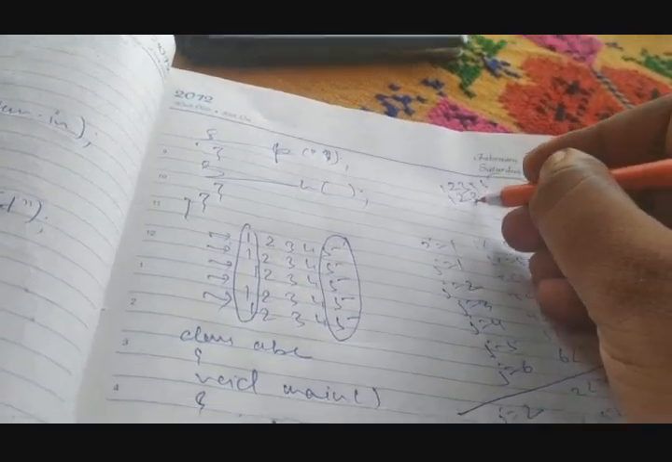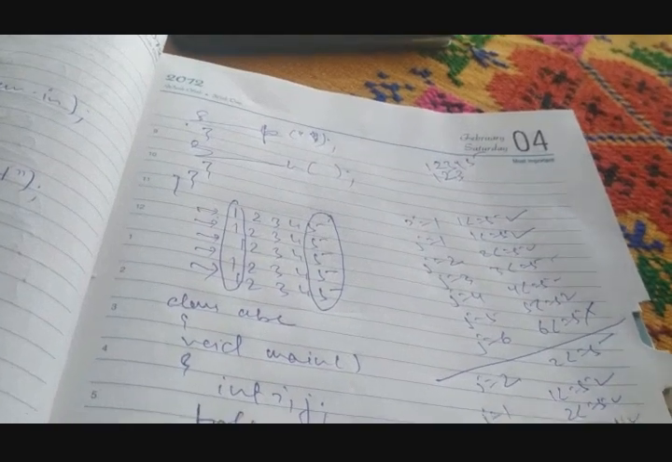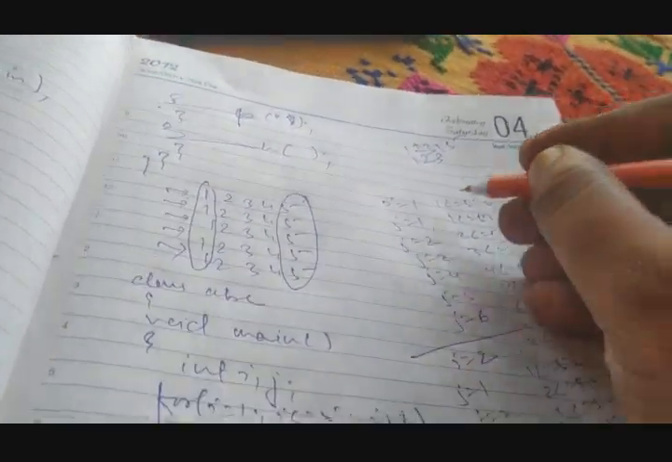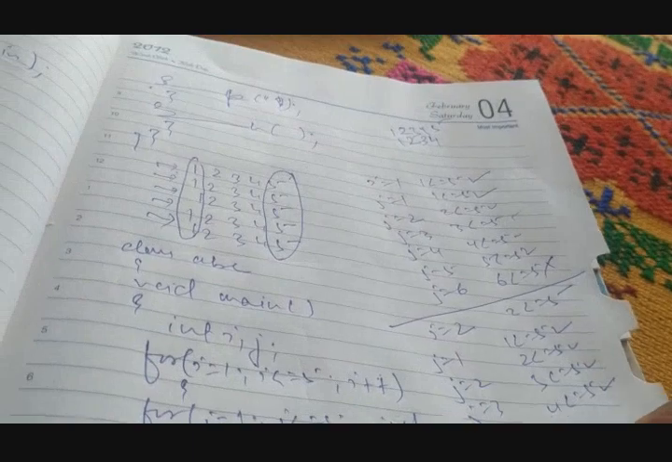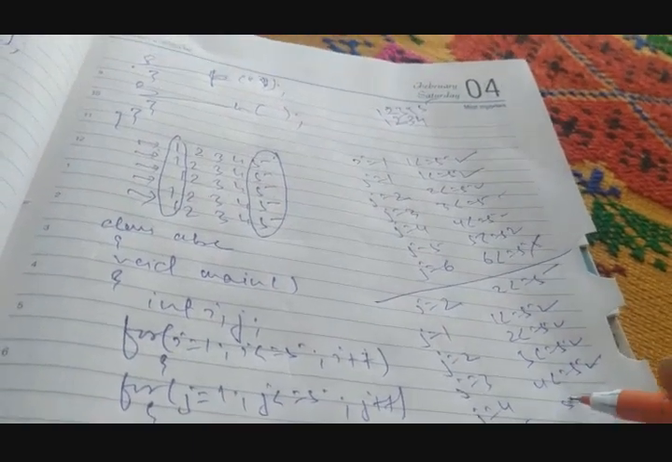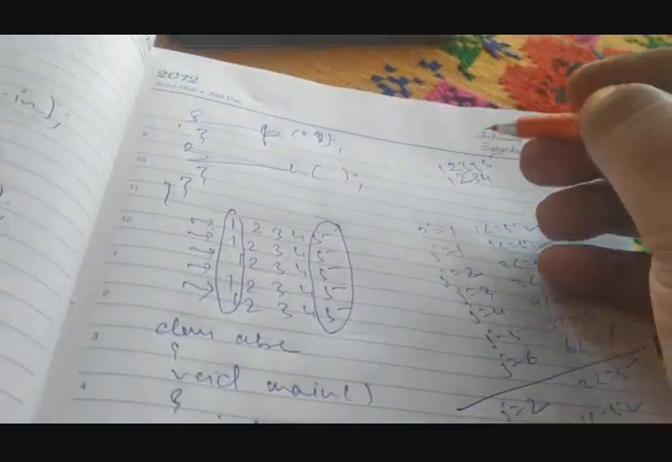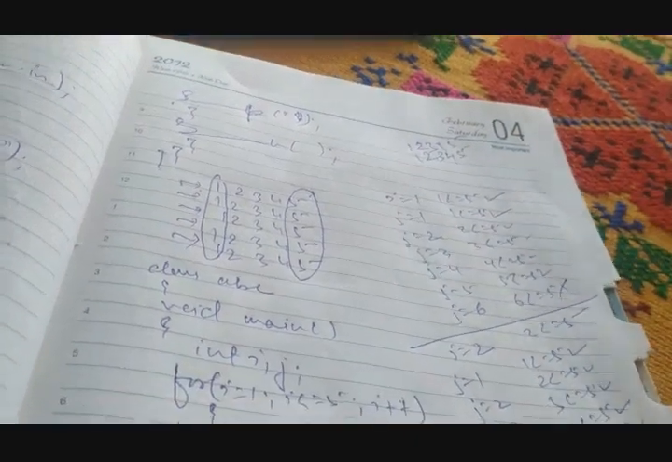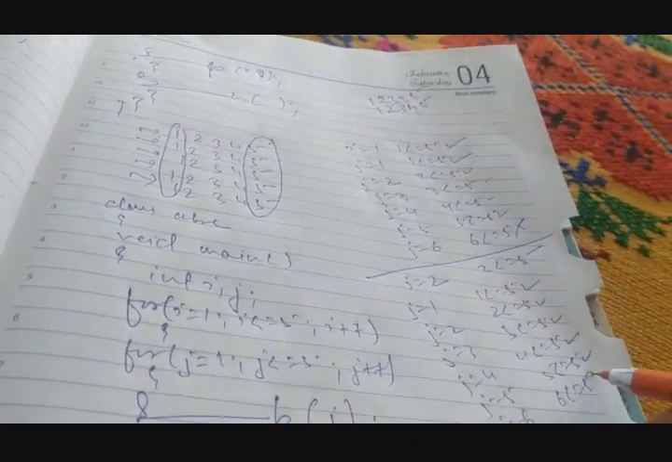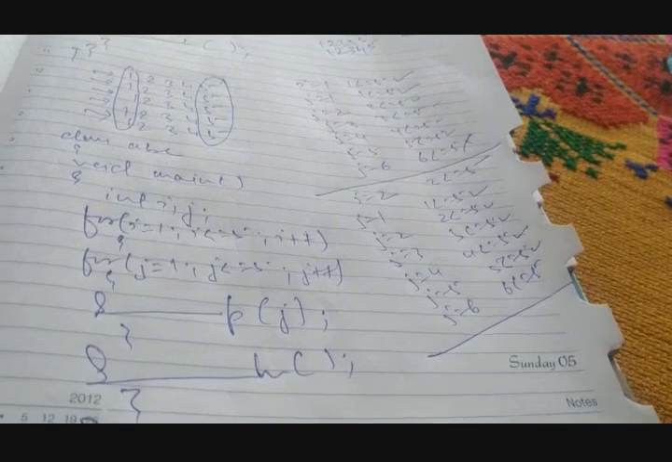True. Prints 3. J changes to 4. 4 is less than or equal to 5. True. Prints 4. J changes to 5. 5 is less than or equal to 5. True. Prints 5. Then j becomes 6. 6 is less than or equal to 5. False. Line changes.